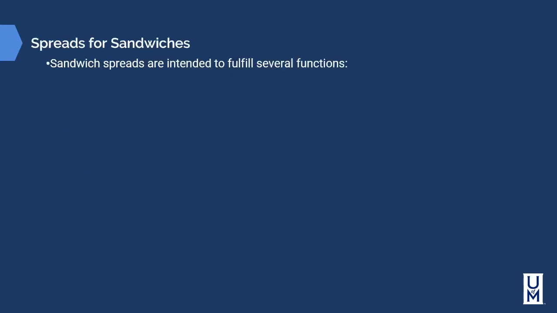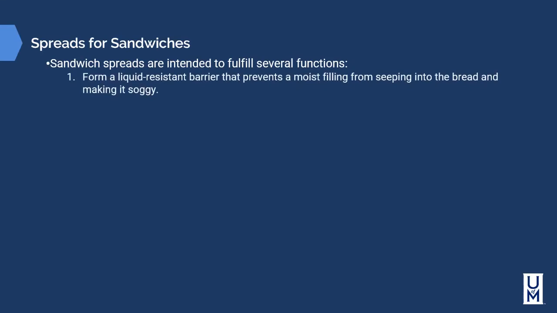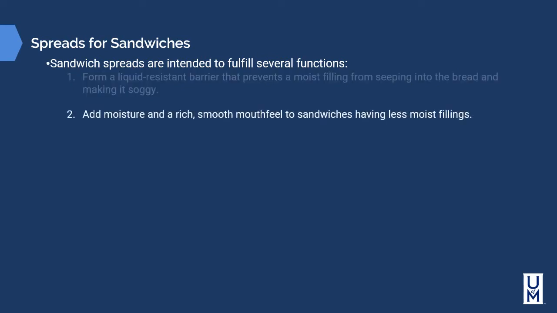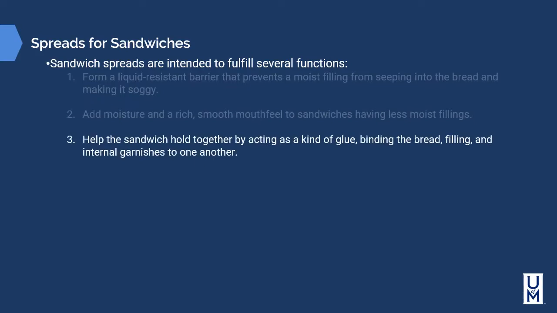Sandwich spreads are intended to fulfill several functions. Number 1, form a liquid-resistant barrier that prevents a moist filling from seeping into the bread and making it soggy. 2, add moisture and a rich, smooth mouthfeel to sandwiches having less moist fillings. 3, help the sandwich hold together by acting as a kind of glue, binding the bread, filling, and internal garnishes into one another.